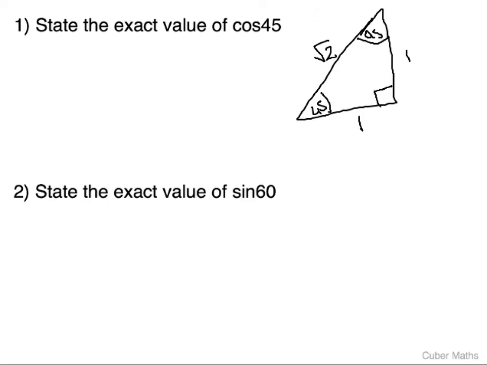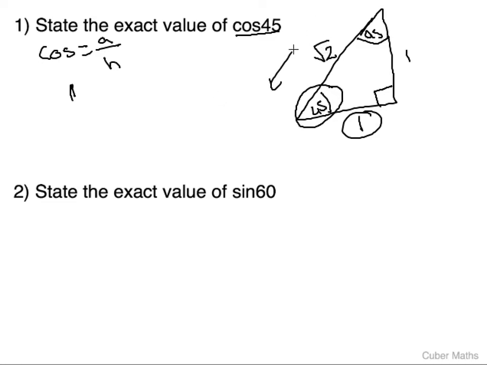Now that we've sketched that, we can look back to the question. It says cos 45, so if we take this angle here, cos is the adjacent over hypotenuse. So the adjacent to this angle here is this 1. So we end up with 1, and then the hypotenuse is this length here, or this side here, so that's root 2. So cos 45 is equal to 1 over square root of 2.